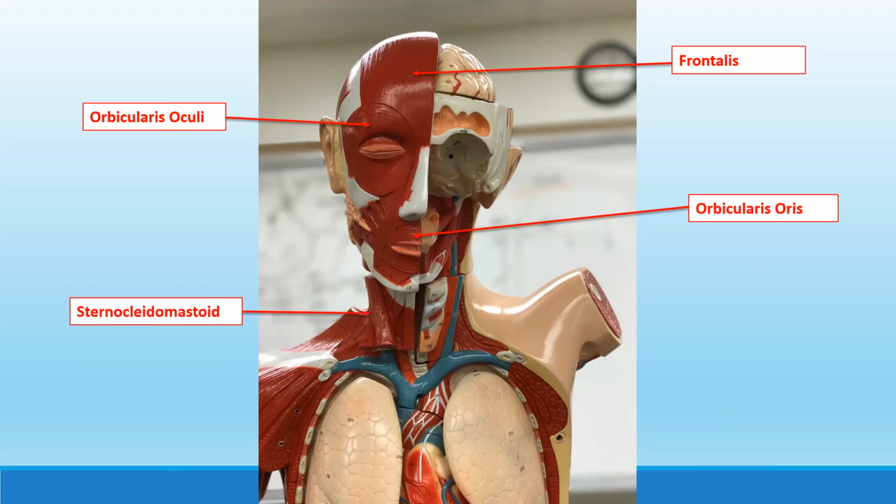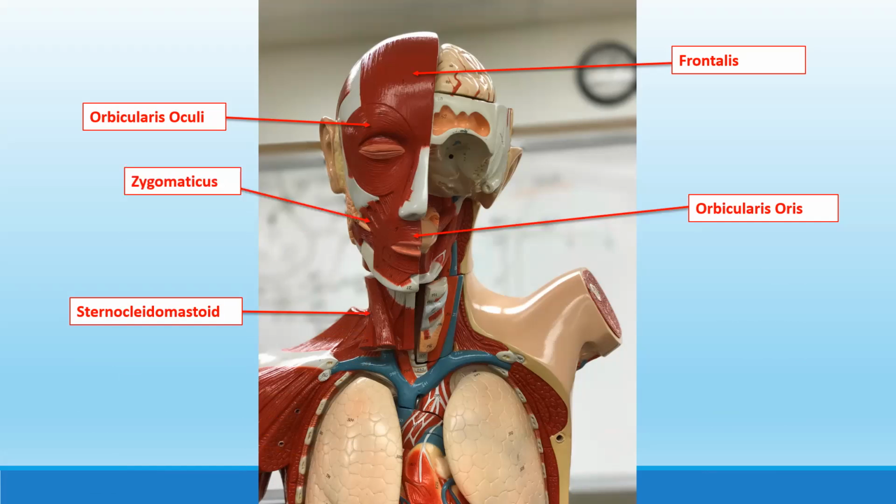And finally, we have one that does something. This is the sternocleidomastoid. The sternocleidomastoid is that muscle I showed you at the beginning of the class that we use to turn our head to the left or right. This is a working muscle. The other ones are just expressive muscles, but this is a working muscle.